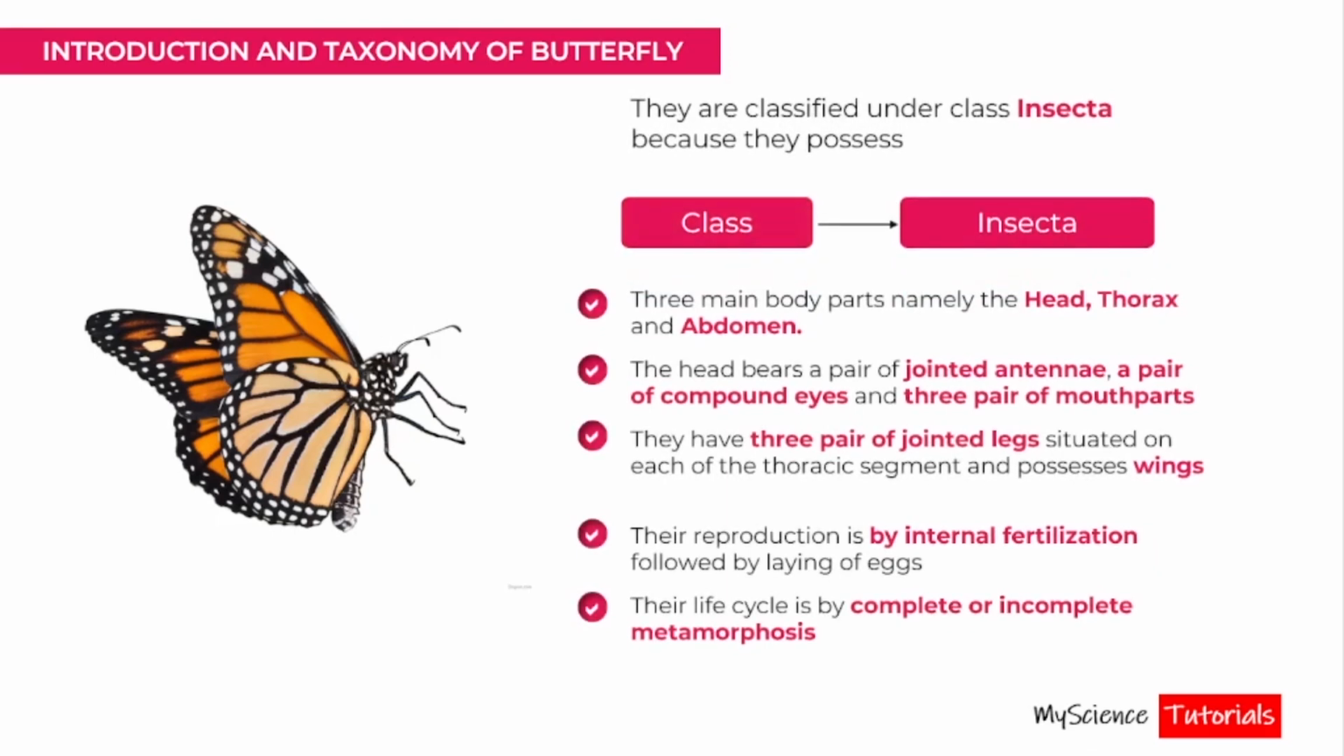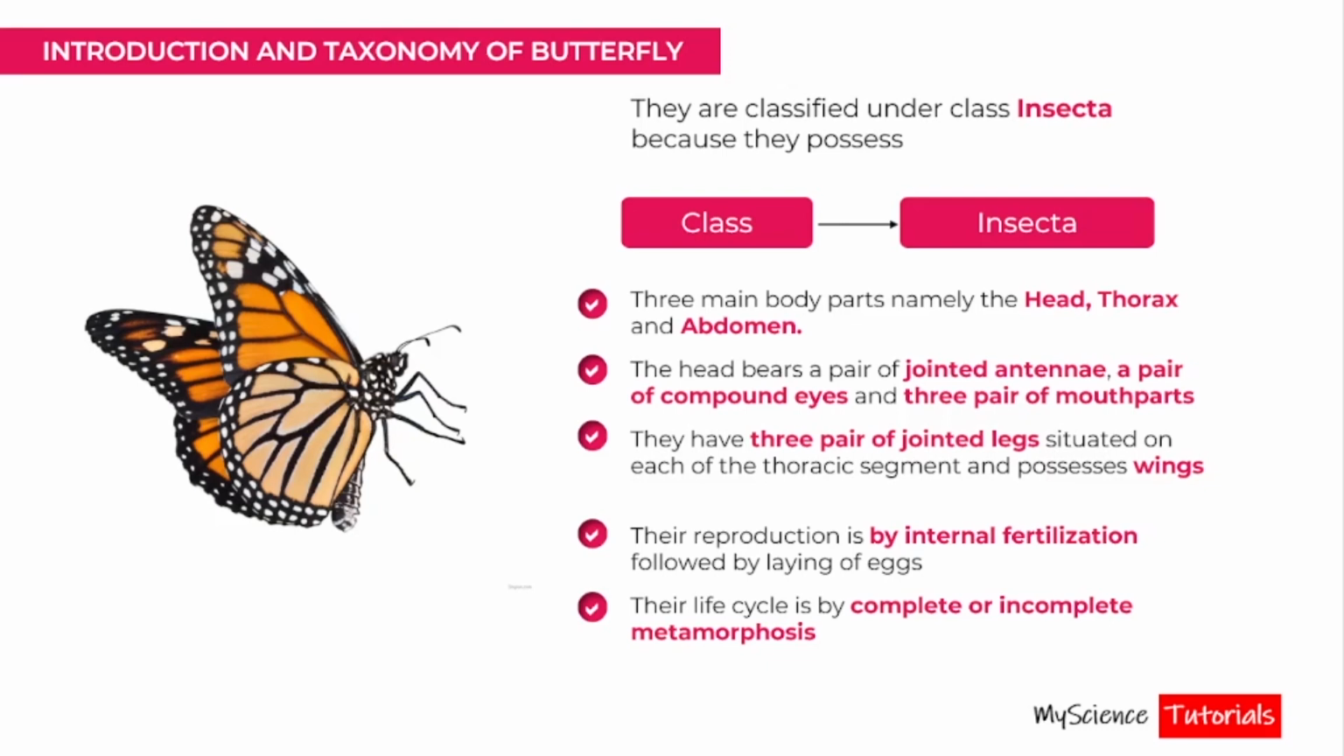Now, why do we classify them under class Insecta? So they are classified under class Insecta because, one, they have three main body parts, namely the head, the thorax, and the abdomen. Their head bears a pair of jointed antennae, a pair of compound eyes, and three pairs of mouthparts, which are found in all insects.